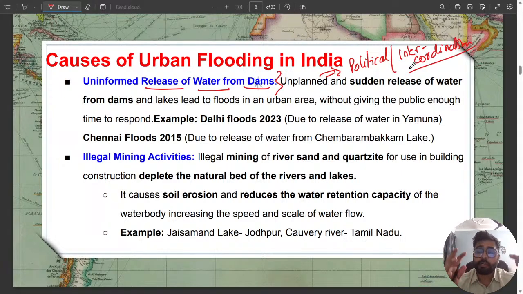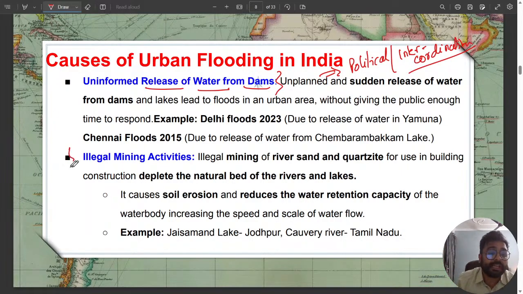And when the dam is broken up, the water will gush down toward it, spread across all the nearby area, and be beyond control. So the 2023 Delhi floods, you can add as an example. The Chennai floods of 2015, you can add as an example.